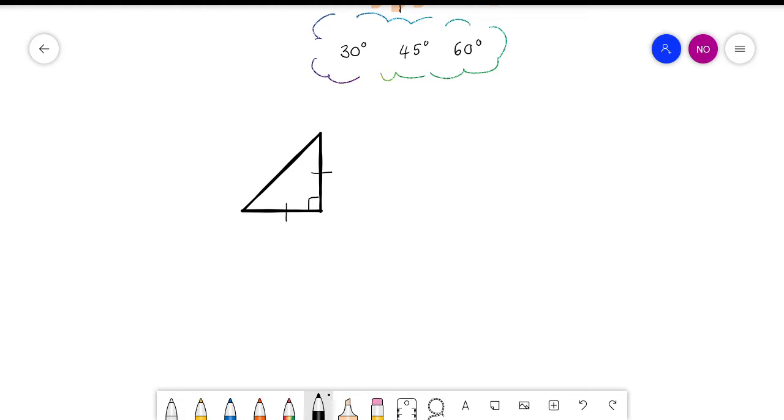gelykbenige driehoek. Thank you. I was about to say obtuse, and then I knew it was wrong, but I couldn't find the correct word. Okay, so as die gelykbenige driehoek is en daai hoek is 90 grade, wat weet ons van hierdie hoek en daai hoek? Albei van hulle moet ewe groot wees, né? So both of them has to be 45 degrees.